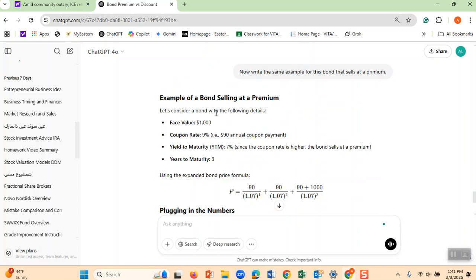Now let's look at here. Donald Trump needs $1,000, and he is giving you 9% interest. Look at here. First year you get 9%, $90. Second year you get $90. And third year you get $90, plus you get $1,000 on top of that. Now, how much is Donald Trump going to sell his bond for, which originally he was planning to sell you for $1,000?